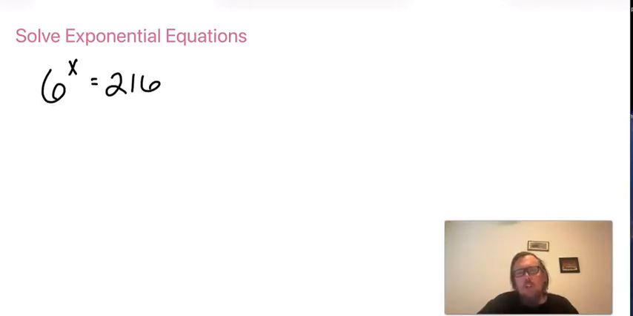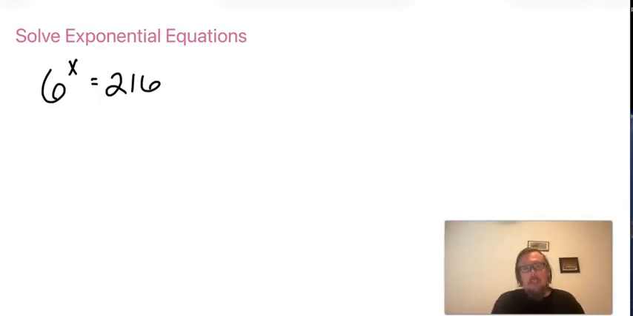Let's learn how to solve exponential equations. Now, remember how I said we should memorize our squares and cubes? Memorize squares up to 25 squared and cubes up to 10 cubed. I don't know if I've mentioned that before, but in case I haven't, you should definitely do that. It'll make problems like this much, much easier for you.